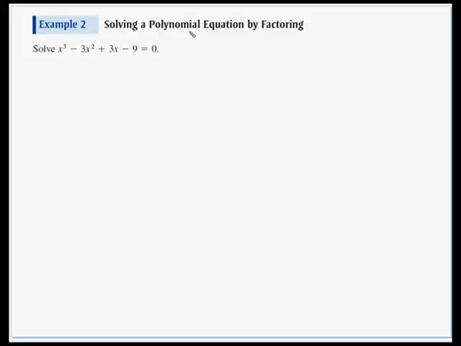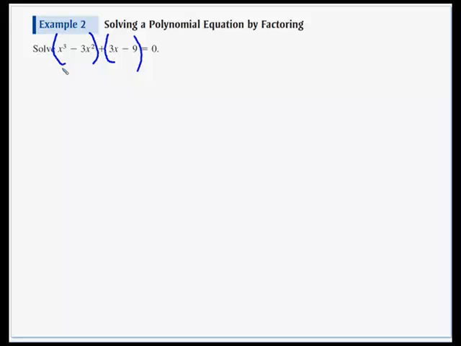Example 2, solve a polynomial equation by factoring. I look at this and I see x to the third minus 3x squared plus 3x minus 9 equals 0. How are we going to factor that? It has 4 terms. Highest power is x to the third. That should be setting off some bells for factoring by grouping.